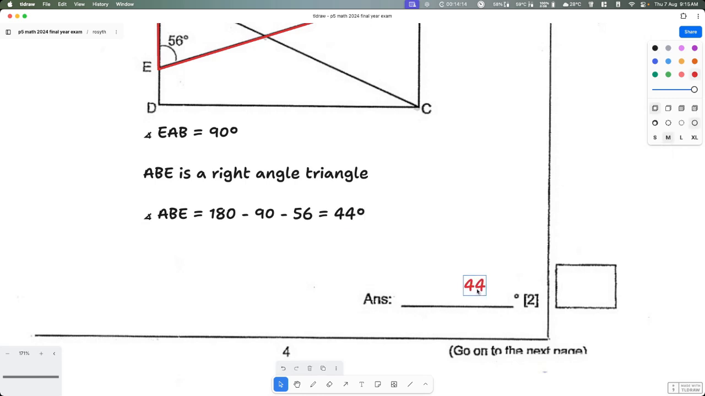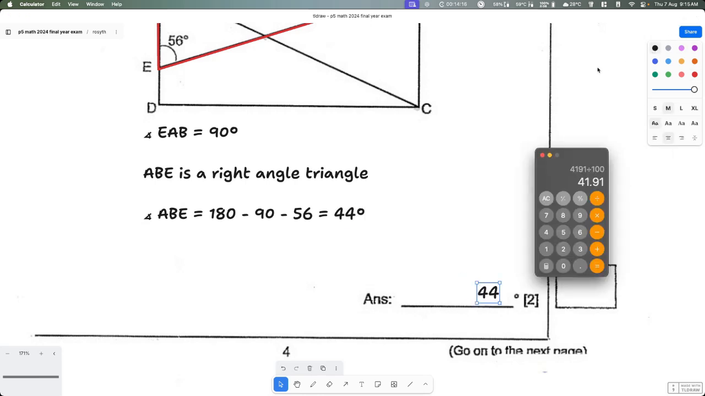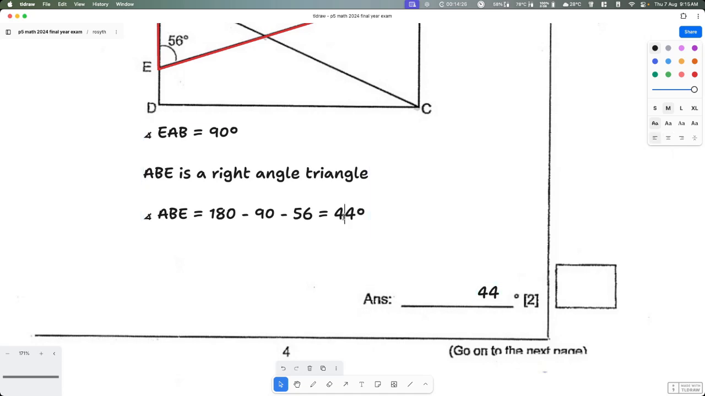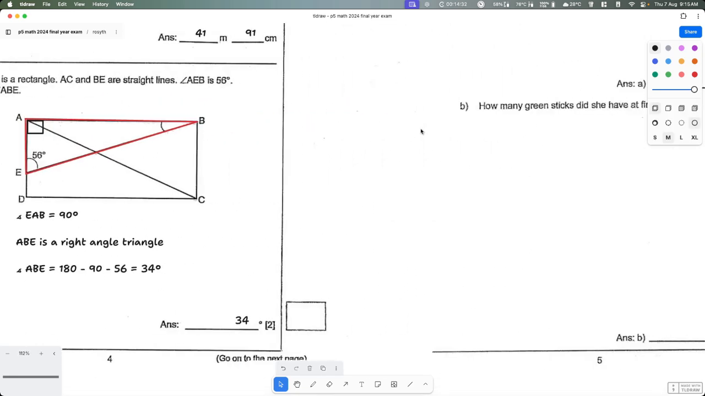Okay, so let's see if this is correct. 180 minus 90 minus 56 is 34. Sorry, not 44, 34. Always double check your work. All right, there you go. That's it. Let's move on to the next question.